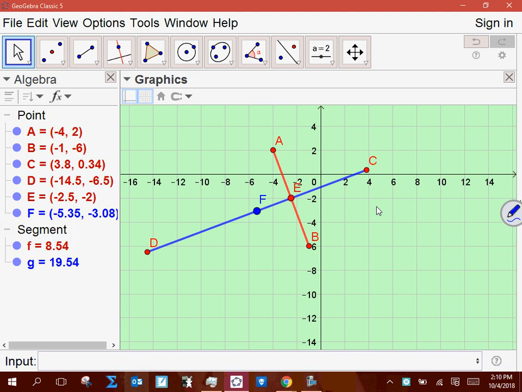Because those are different ordered pairs, they don't bisect each other. Does that make sense? The blue one does bisect the red one. The red one does not bisect the blue one, and it's because they have different midpoints. If they have identical midpoints, they're bisecting one another.